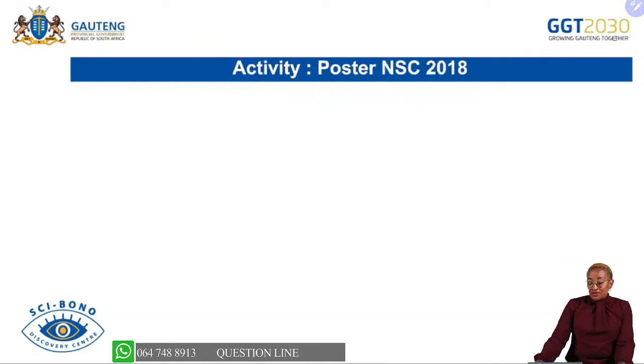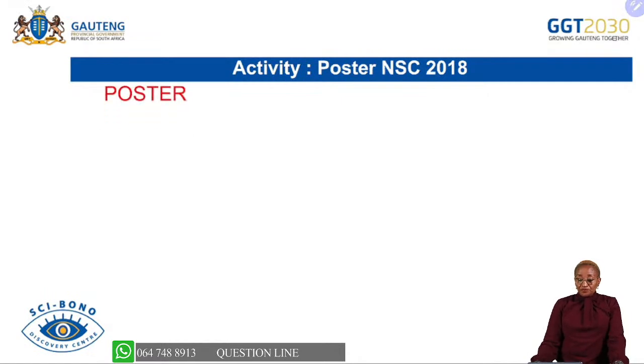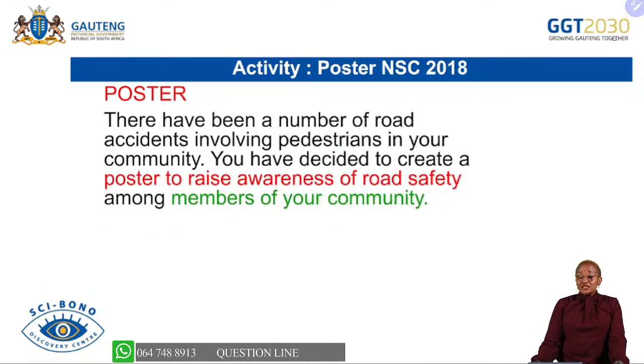Let's have a look at the poster now. Activity on the poster. There have been a number of road accidents involving pedestrians in your community. You have decided to create a poster to raise awareness of road safety among members of your community. That is our brief. You have decided to create a poster. Why? To raise awareness of road safety. Your target, your audience here, is members of your community.